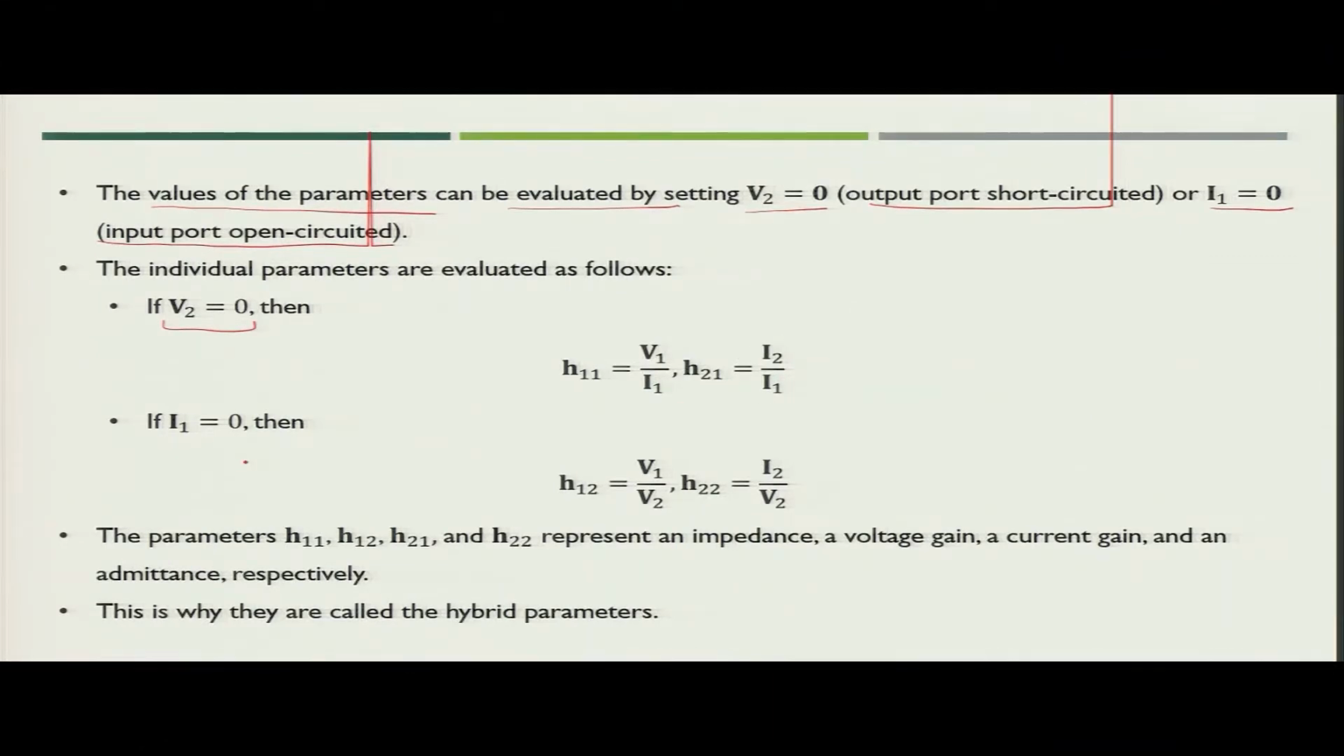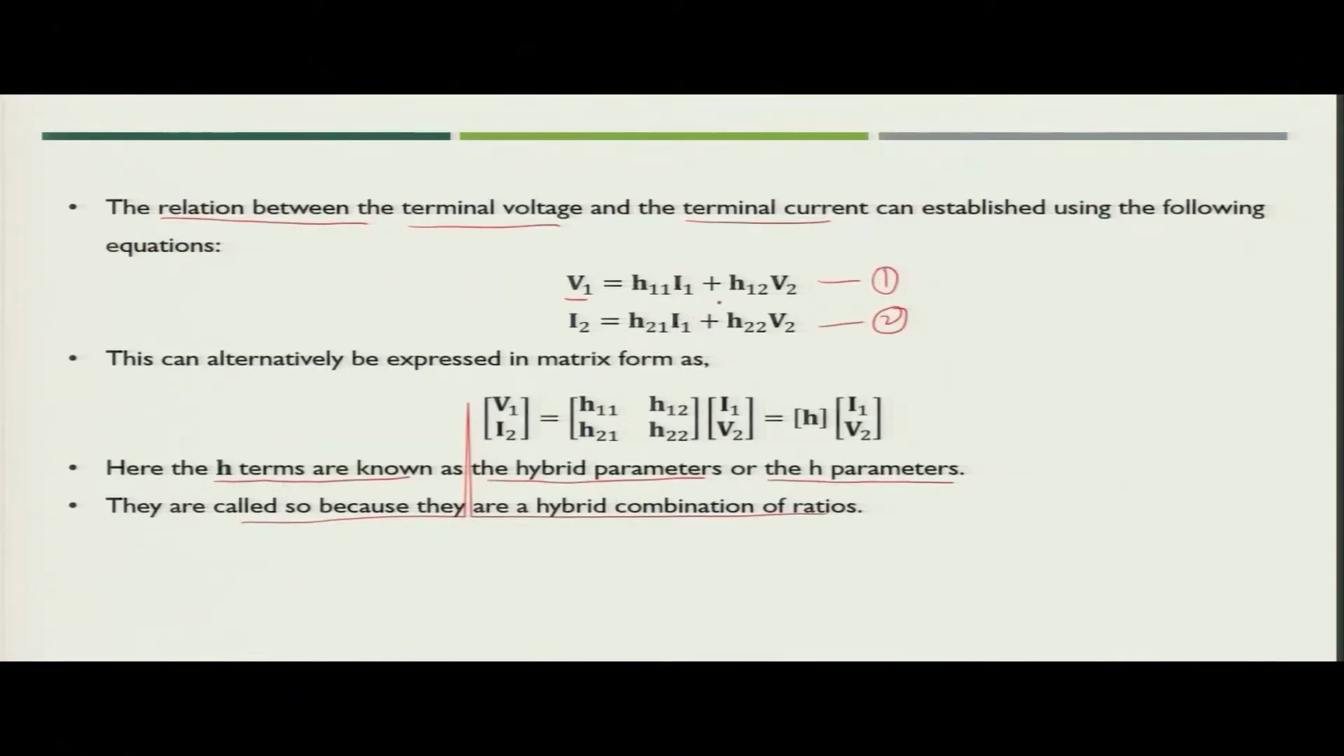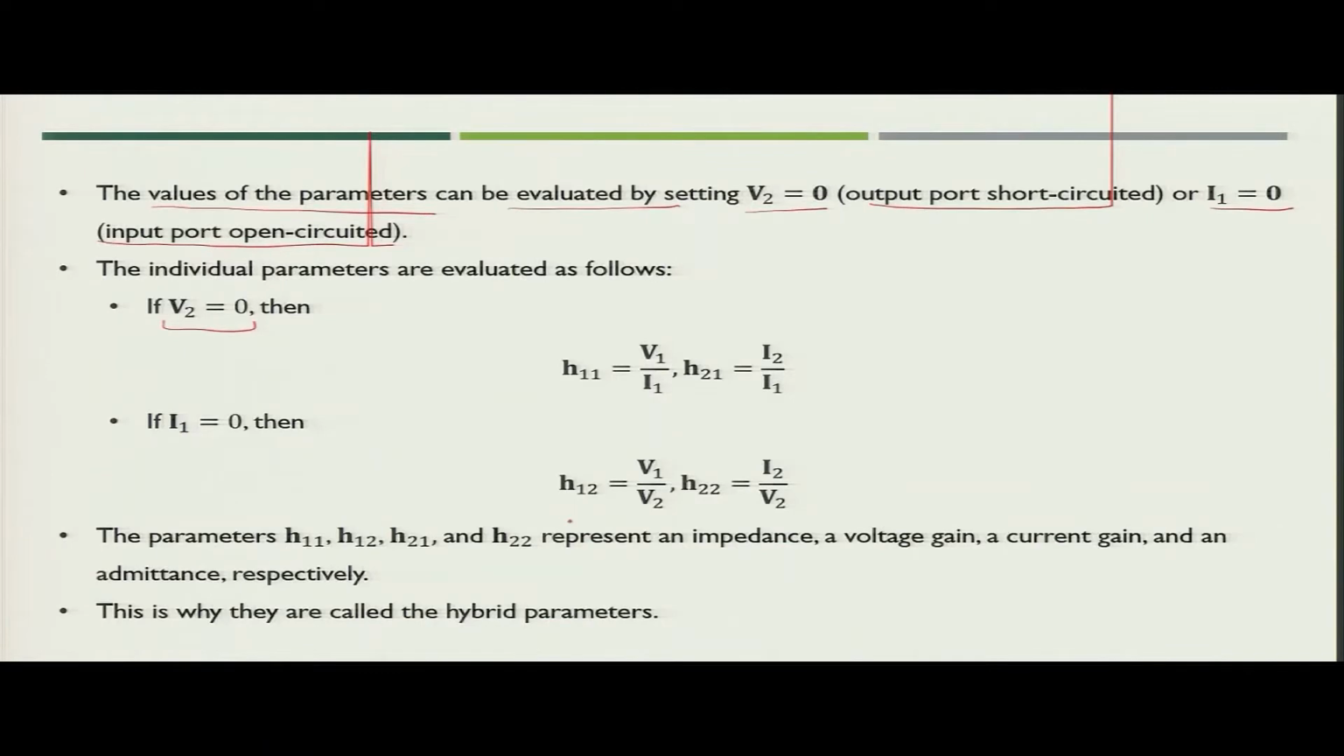Now the second case is when you set I1 equal to 0. Here, if you set I1 equal to 0, you will get H12 as V1 upon V2 and H22 as I2 upon V2. So you will get the rest of the two H parameters as H12 equal to V1 upon V2 and H22 as I2 upon V2.